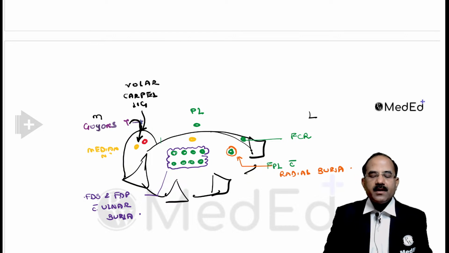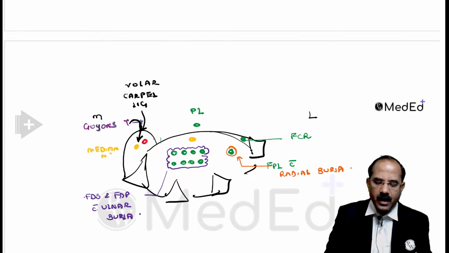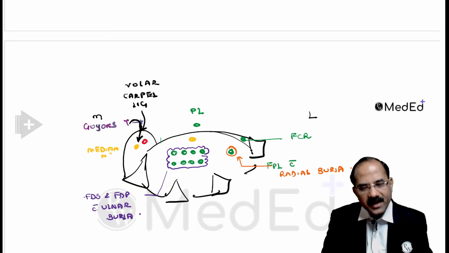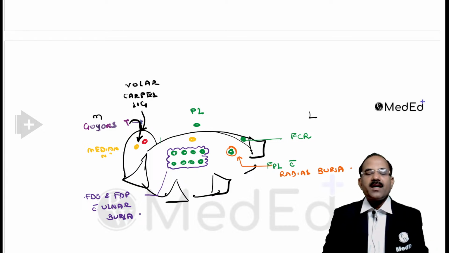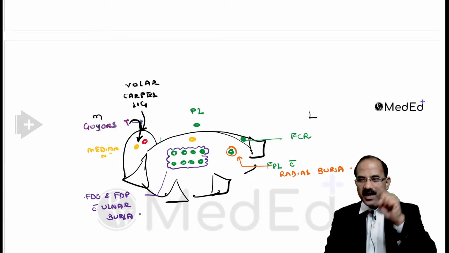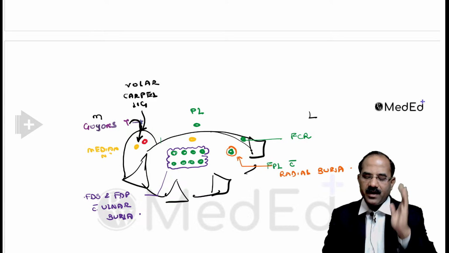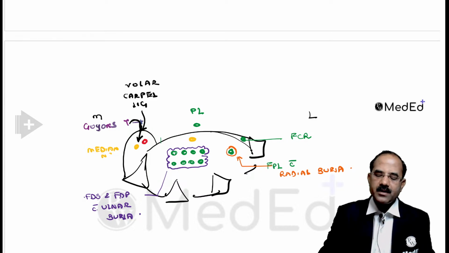So what is Guyon's tunnel? It's between the flexor retinaculum and the volar carpal ligament. And what passes through the Guyon's tunnel? The ulnar nerve and ulnar artery. Okay? Is it clear now?